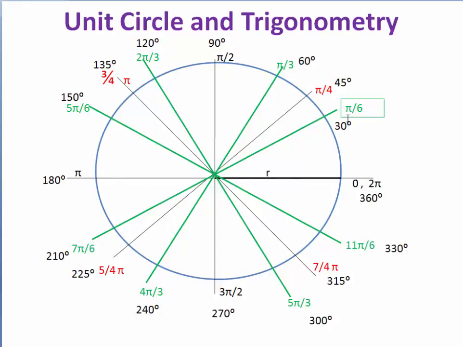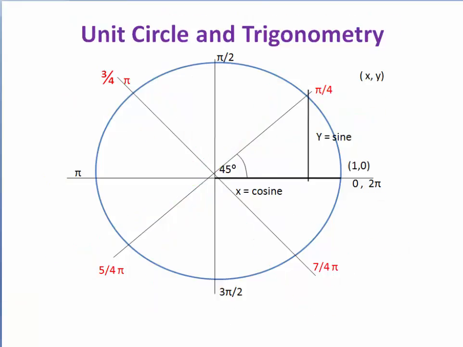So 30, 45, 60, 90, 120, 135, 150, 180, 210, 225, 240, 270, 300, 315, 330, and back to 360 degrees. So these are our radians, and these are our degrees. Okay, now we're going to look at sine and cosine.